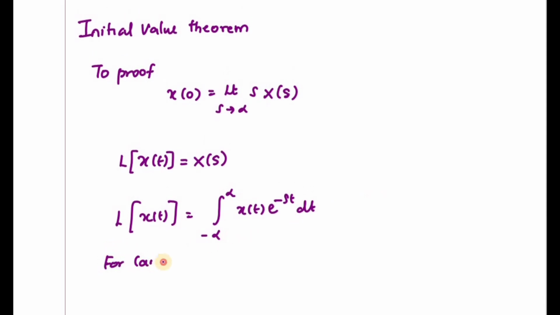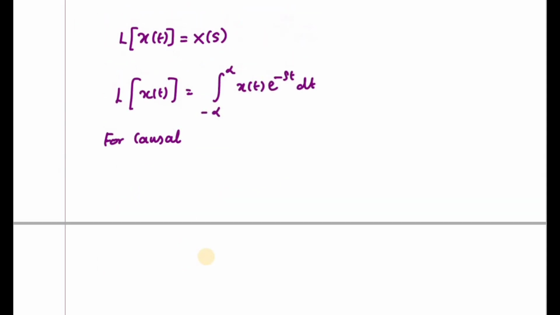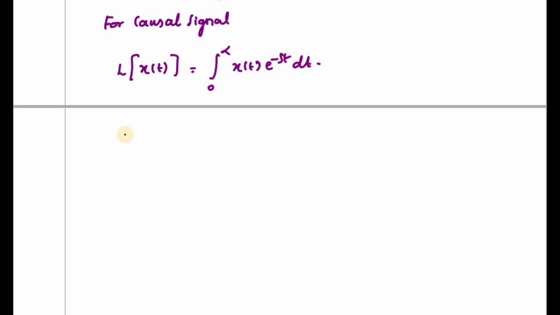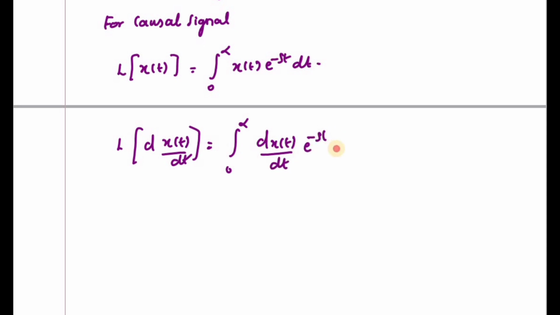Suppose we take a causal signal, which ranges from 0 to infinity. Then it becomes the integral from 0 to infinity of x of t e power minus st dt. Now what will happen if I differentiate, dx of t by dt? We will get the integral from 0 to infinity of dx of t by dt into e power minus st dt.